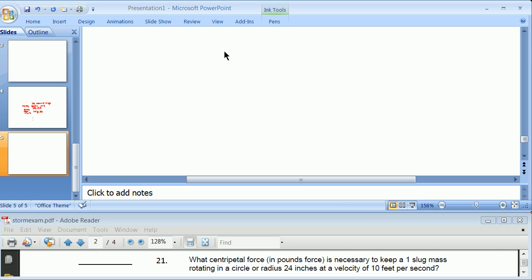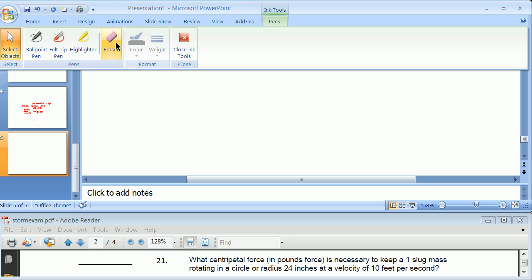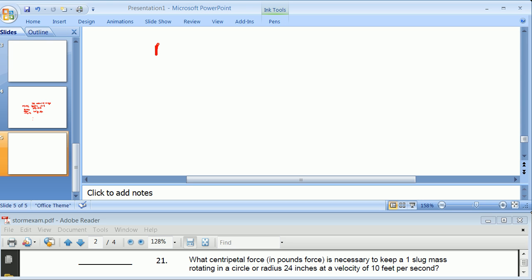21, centripetal force. You have to know centripetal force is mass times acceleration, which is mass times v squared over r for centripetal acceleration. You've now done that in super elevation.